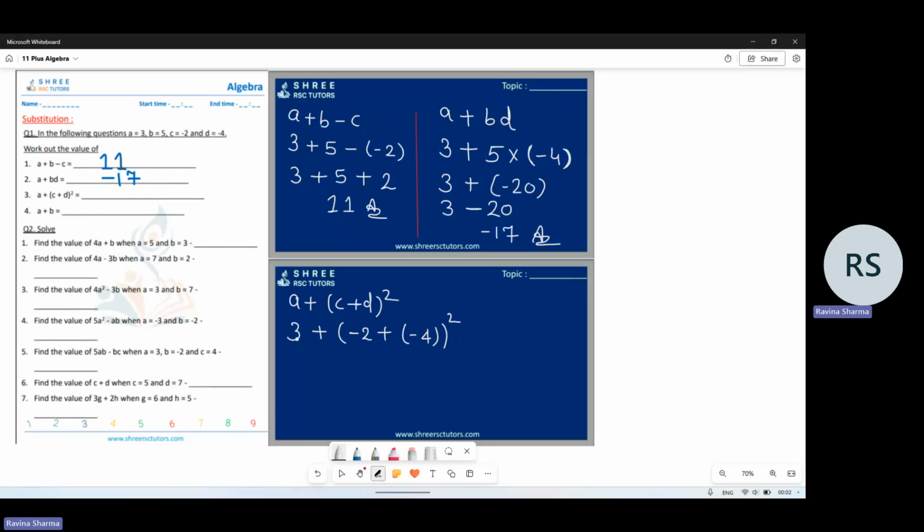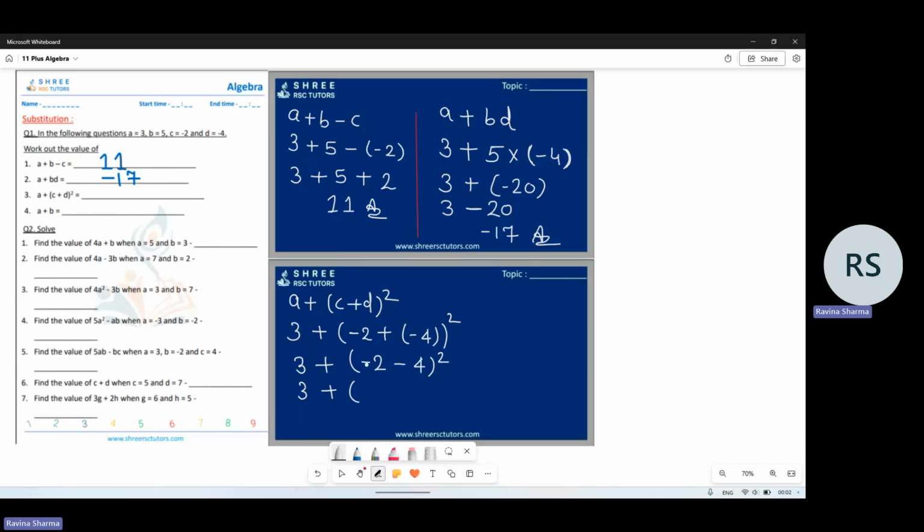Now, we write the 3 as it is, plus sign as it is. Here, this is a -2. Plus, minus positive negative is going to be -4 square. Now how can we simplify this? For that we will write 3 plus -2 -4.